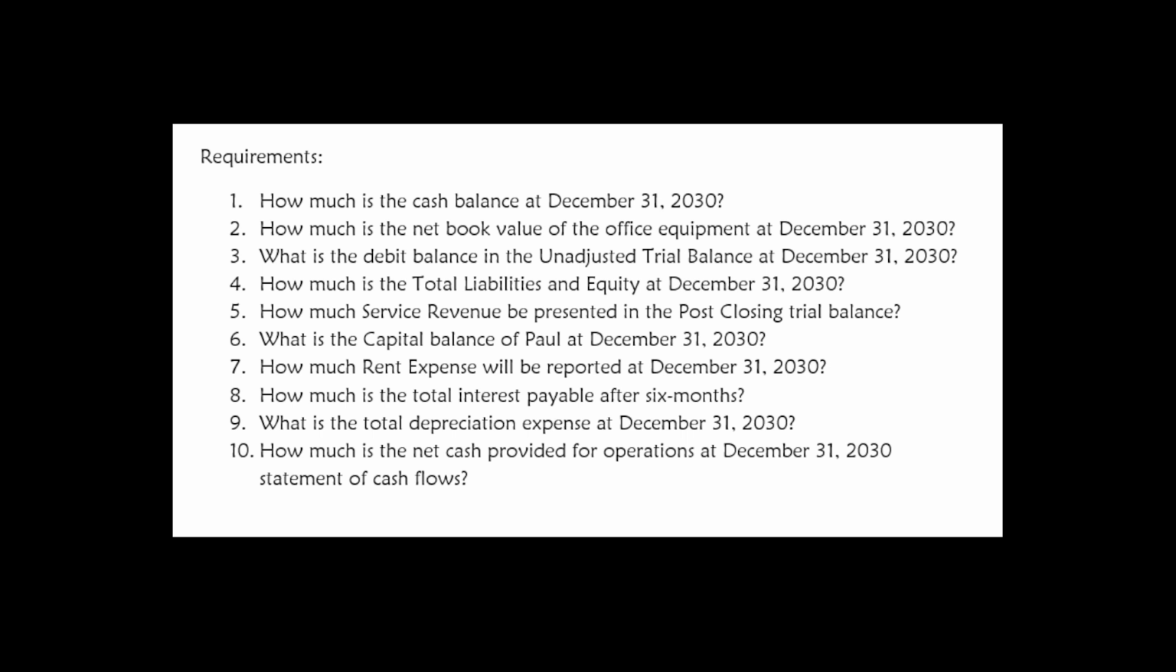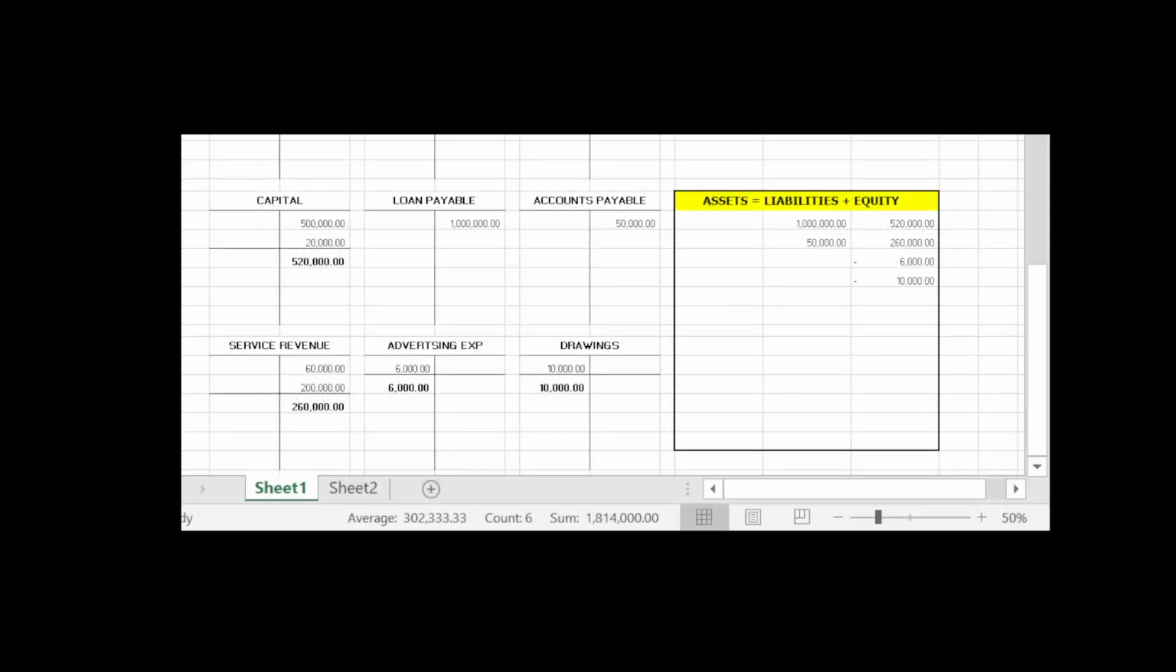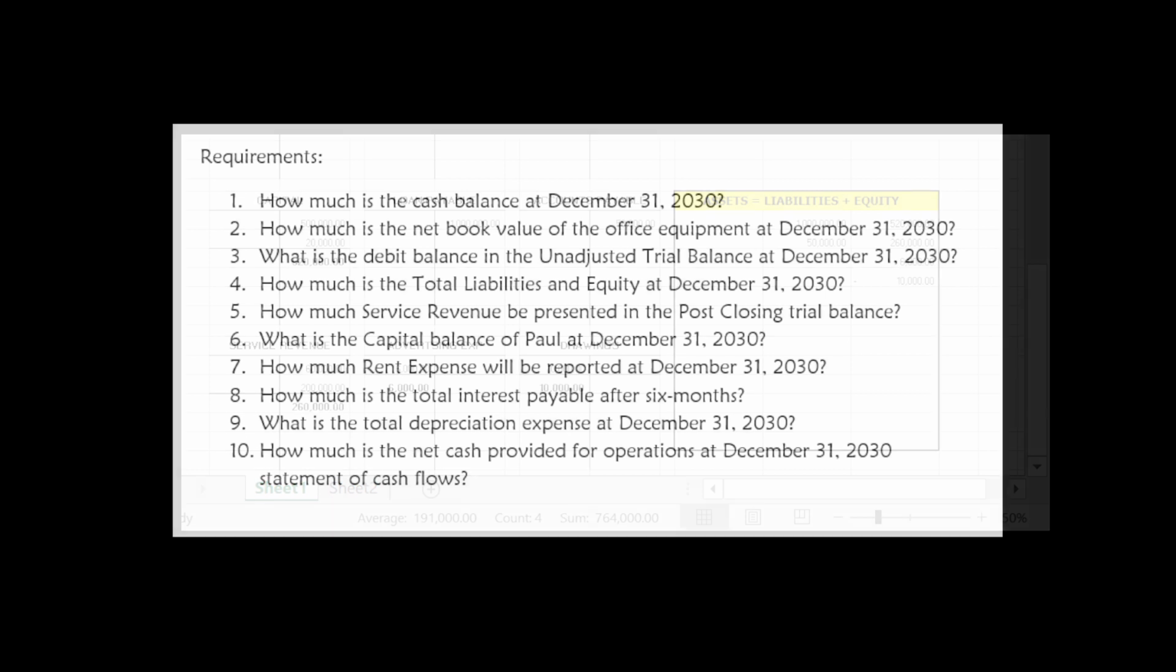Number 6, what is the capital balance of Paul at December 31, 2030? Balik tayo sa computation. Again, yung capital natin, eto. Eto pala. Eto yung equity natin. 520, na-reflect natin yung ating changes, which is the service revenue, expenses, and drawings. So, highlight ko lang to. So, answer natin is, total capital is 764,000. Ito nasa baba. 764,000. Okay. Next.